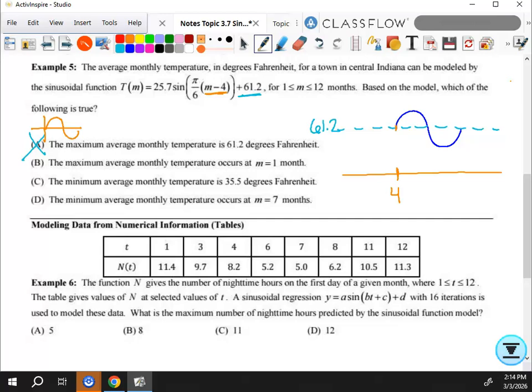I would also like to know where that first cycle ends. What would I need to know to be able to figure that out? The period, okay? And the period would come from, I'm going to use pi over 6. The period is 2 pi divided by pi over 6. What's that? 2 pi times 6 over pi, it is 12.